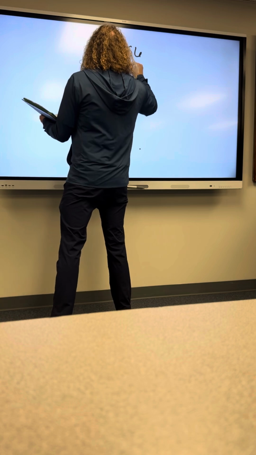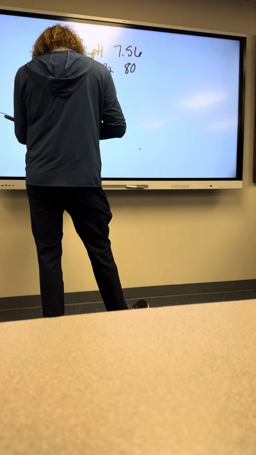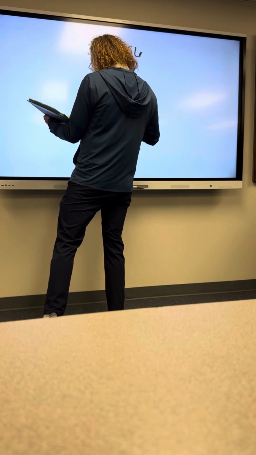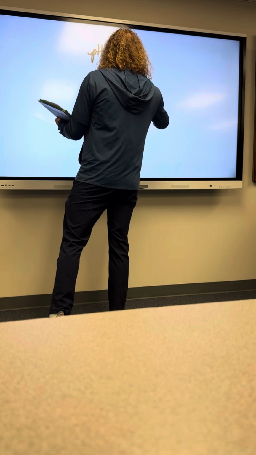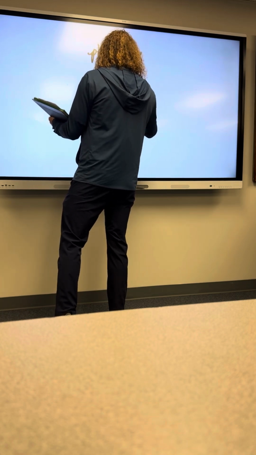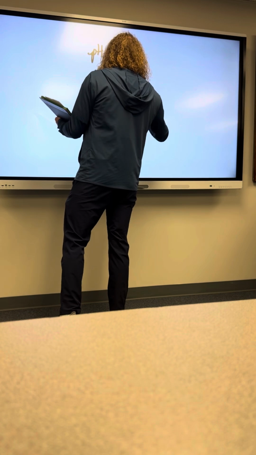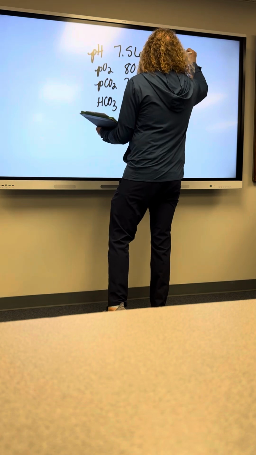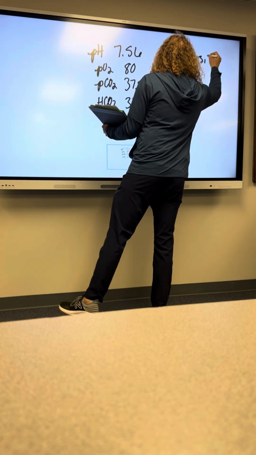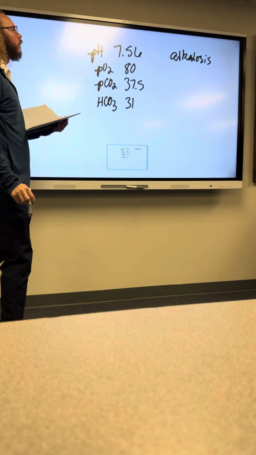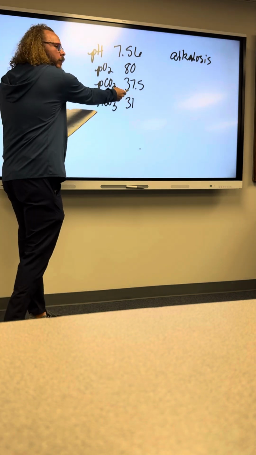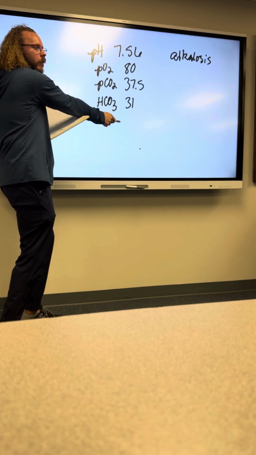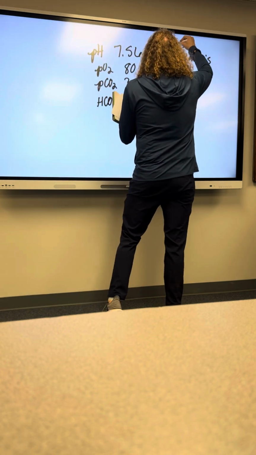That's a good way to remember it. PaO2 is 80. PCO2 is 37.5. Bicarb is 31. So we're in alkalosis. PCO2 normal is 35 to 45, so that's within normal range, right? Yes. This is not, right? No. So this is our problem. Yeah, metabolic alkalosis.